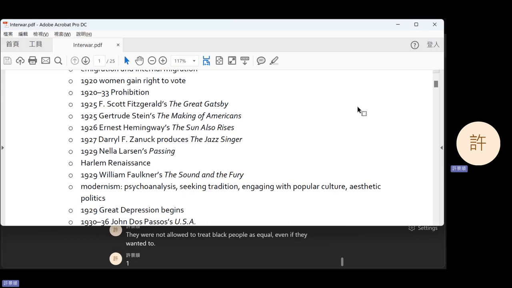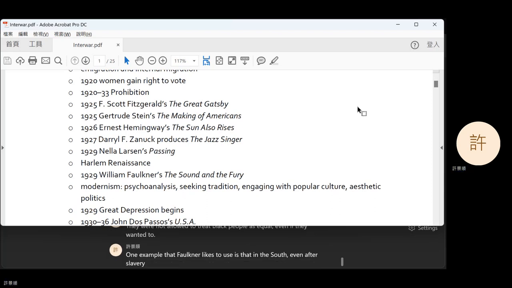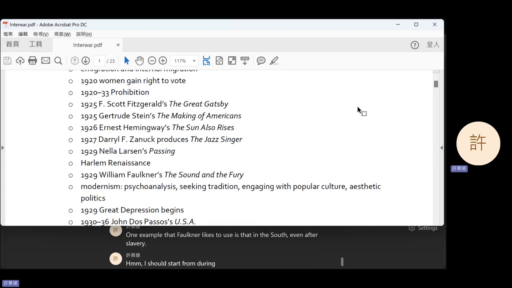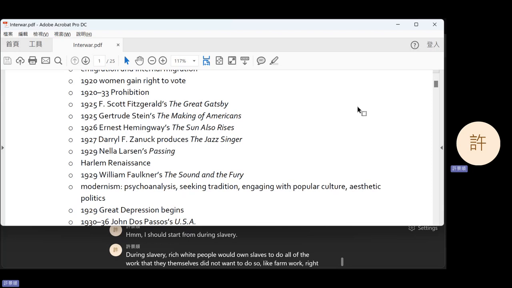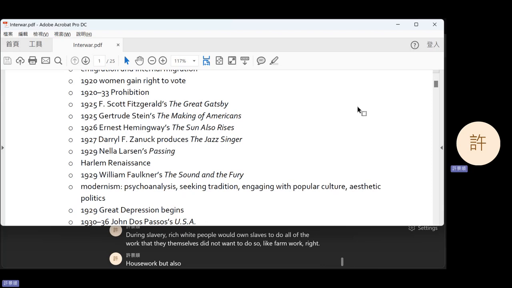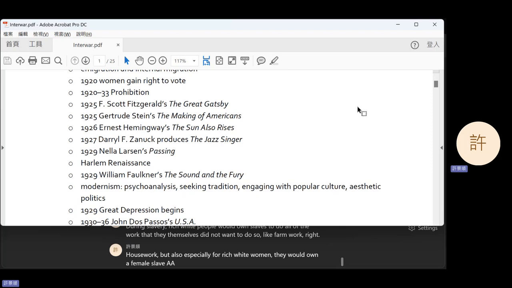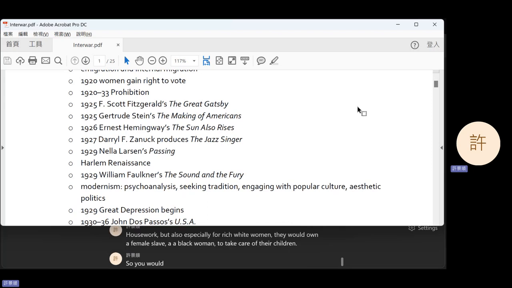One key example that Faulkner likes to use is that in the South, even after slavery, I should start from during slavery. During slavery, rich white people would own slaves to do all of the work that they themselves did not want to do. So like farm work, right? Housework. But also, especially for rich white women, they would own a female slave, a Black woman, to take care of their children. So you would often see Black women slaves taking care of white children.